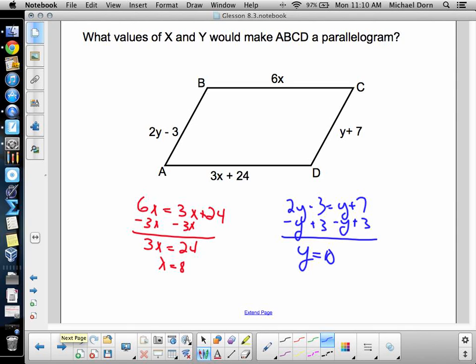Which method are we using to show it's a parallelogram? Both pairs of opposite sides have to be congruent. Once that happens, then it's a parallelogram. That's just one pair of sides.